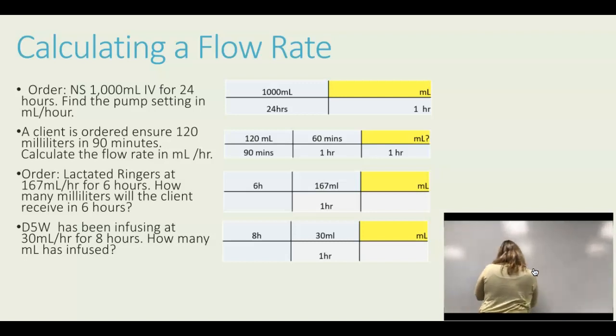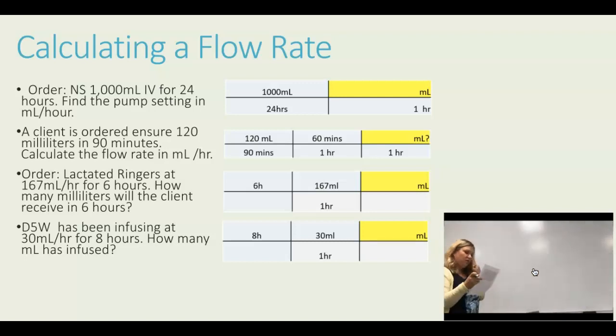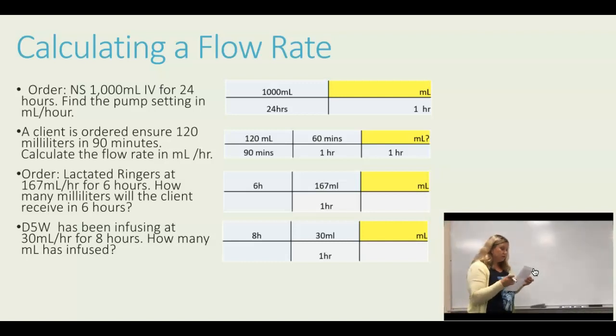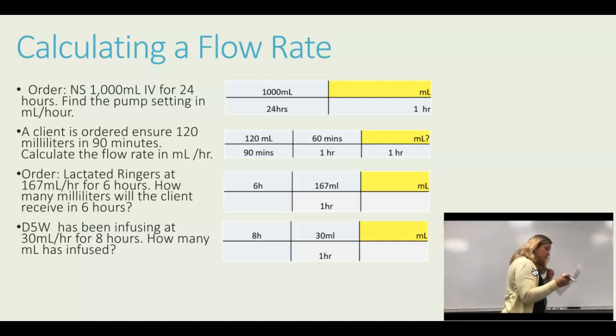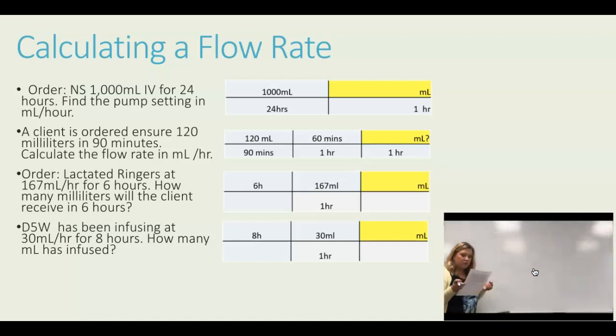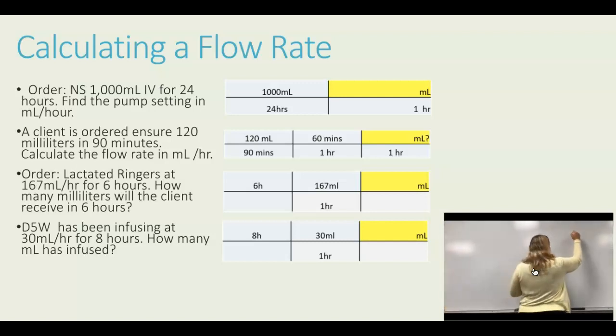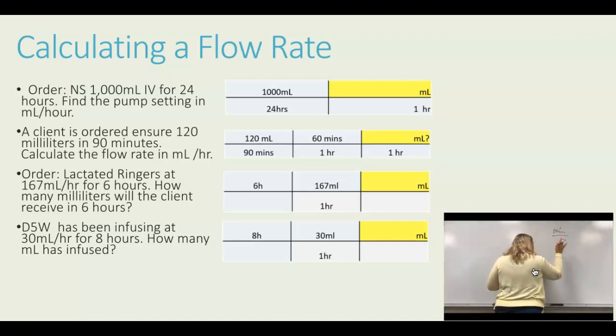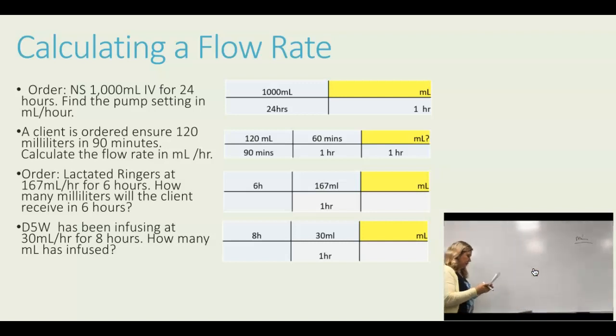Moving right along, last question on this slide. We've got D5W, which is dextrose 5% in water. It's been infusing at 30 milliliters per hour for 8 hours. So how many milliliters have infused? Again, we need to answer for total milliliters. So that's going to be our answer over here, total milliliters by itself. That's what it's asking us.